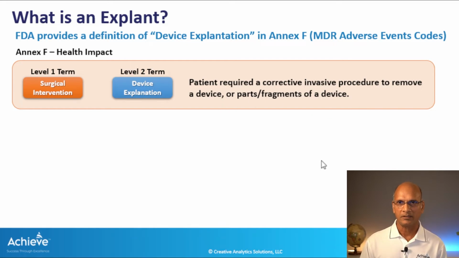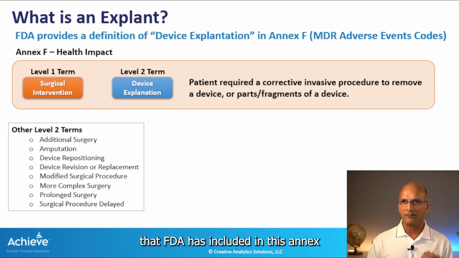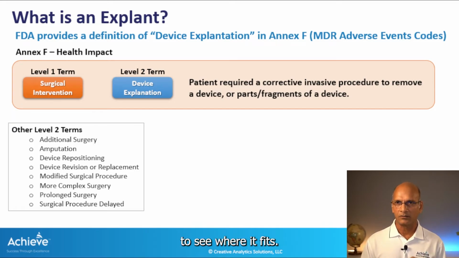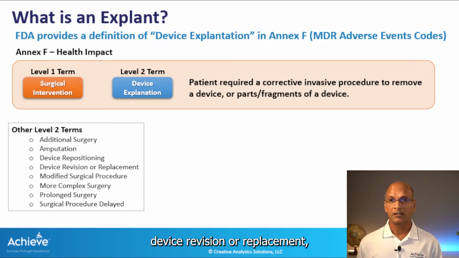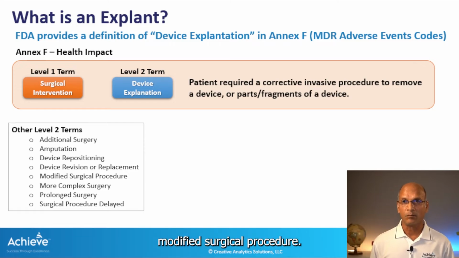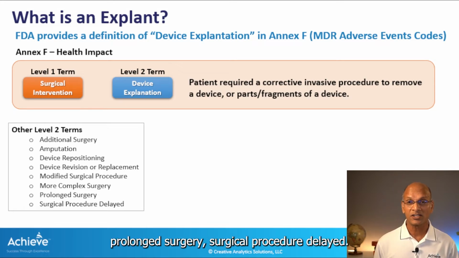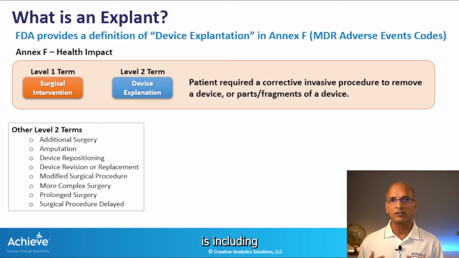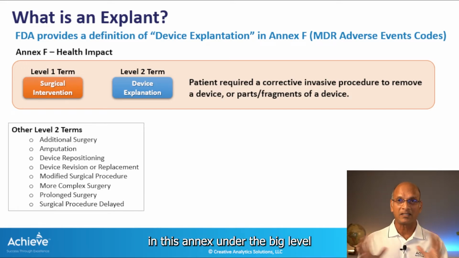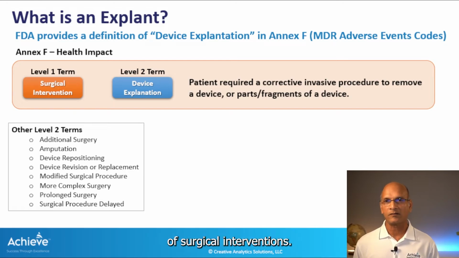That's how it's defined. Let's look at other surgical intervention terms that FDA has included in this annex to see where it fits. They're looking at additional surgery, amputation, device repositioning, device revision or replacement, modified surgical procedure, more complex surgery, prolonged surgery, surgical procedure delayed. These are the other level 2 terms FDA is including in this annex under the big level 1 term, surgical intervention. So these are all different types of surgical interventions.